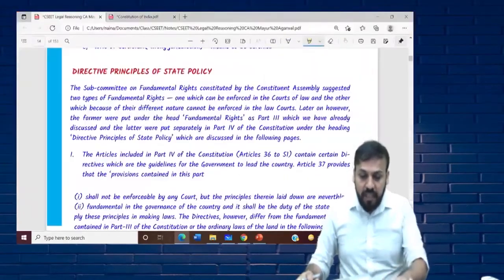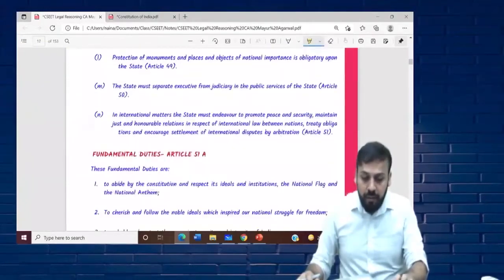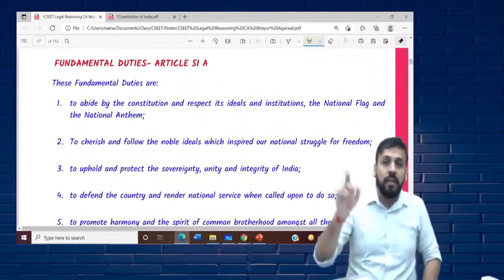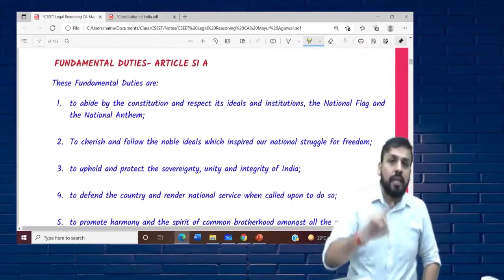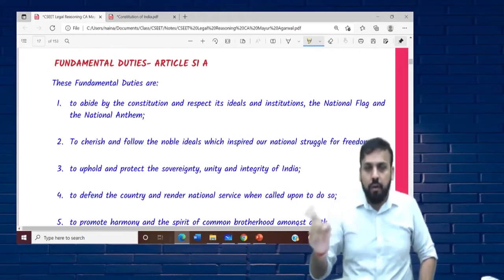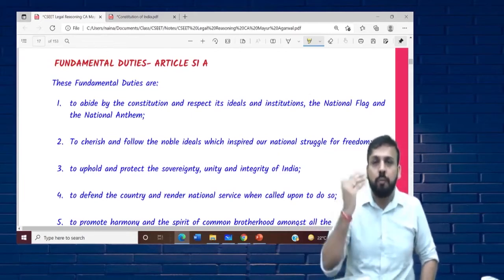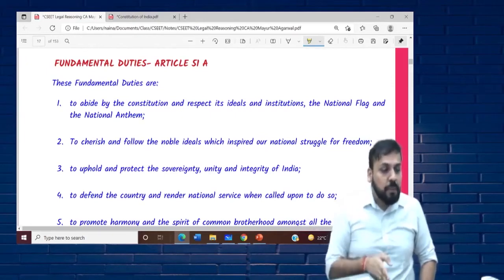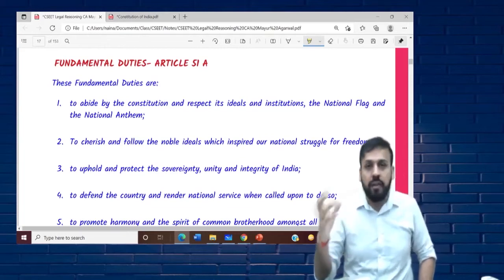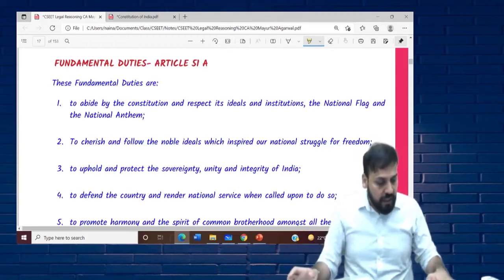But now 51A is about your duties towards the country. When you have a right, you also have a duty. So for fundamental duties, right was in Part 3, then your DPSP is in Part 4, and duties are in Part 4A. If your right is infringed, you can approach the court, the High Court or Supreme Court. But for DPSPs you cannot approach the court, they are guidelines. Now we are coming to fundamental duties under Article 51A.